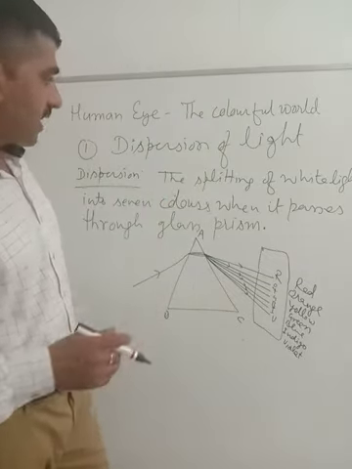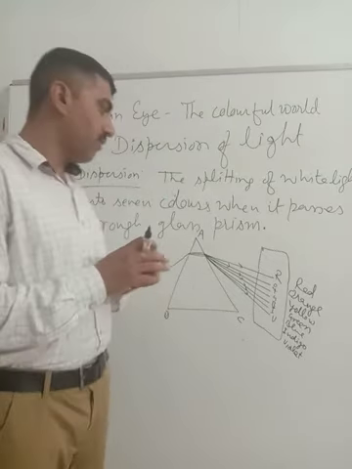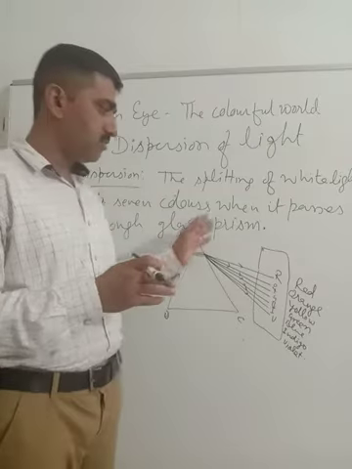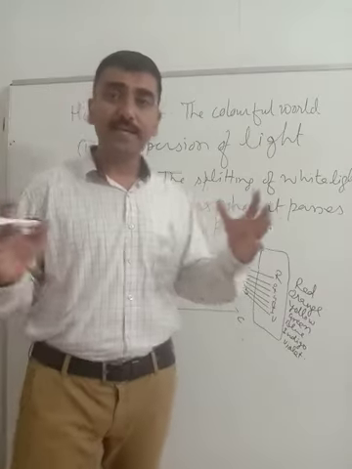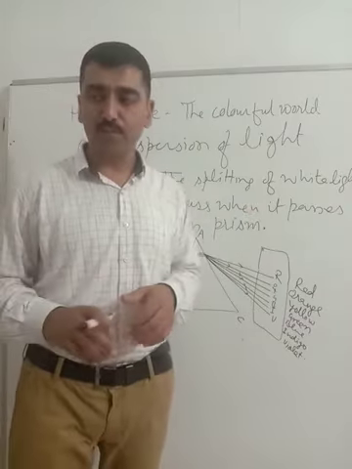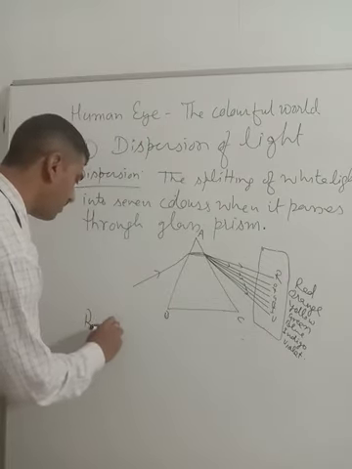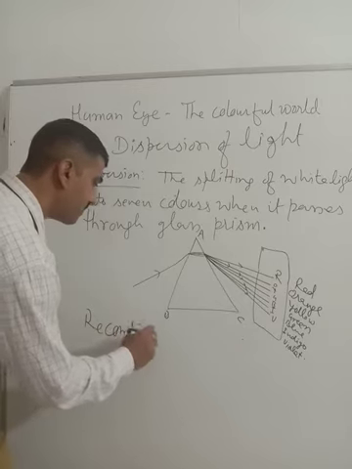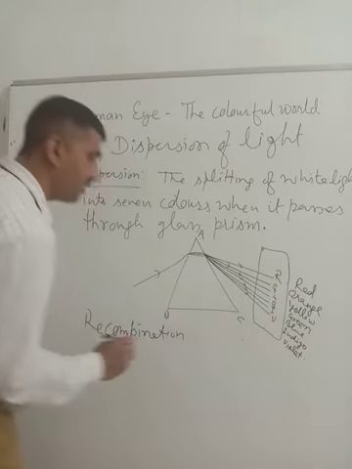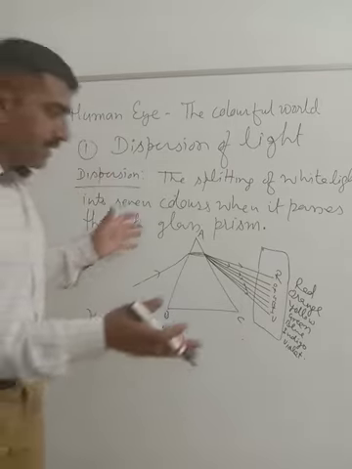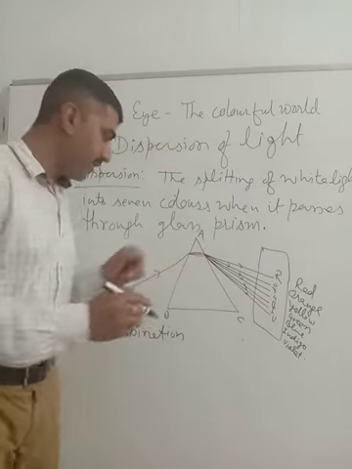So you can make this diagram, and there is one more phenomenon, we call it dispersion when it's splitting. Is it possible that it can recombine? Yes, it's possible. So we call it a recombination phenomenon. Recombination means when the splitted light recombines together and forms white light again.